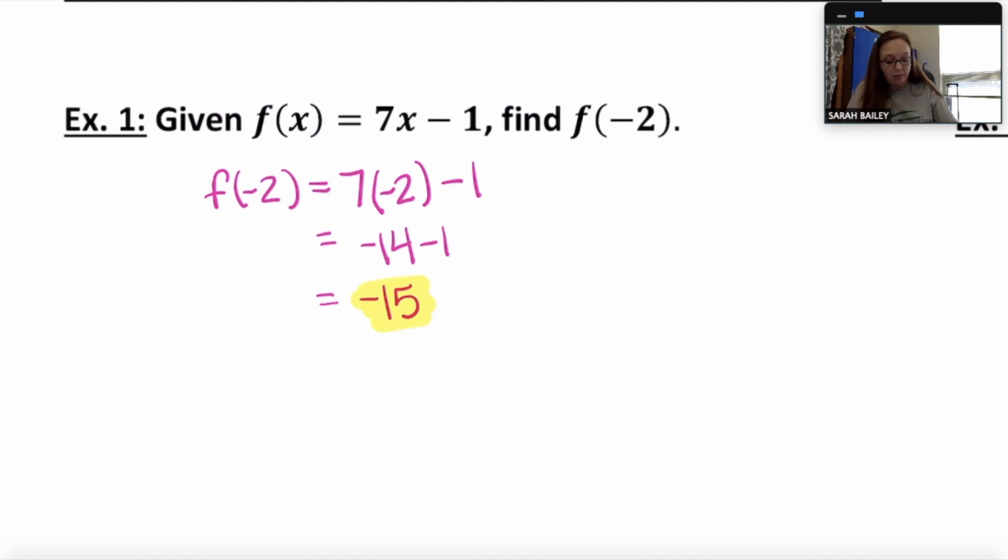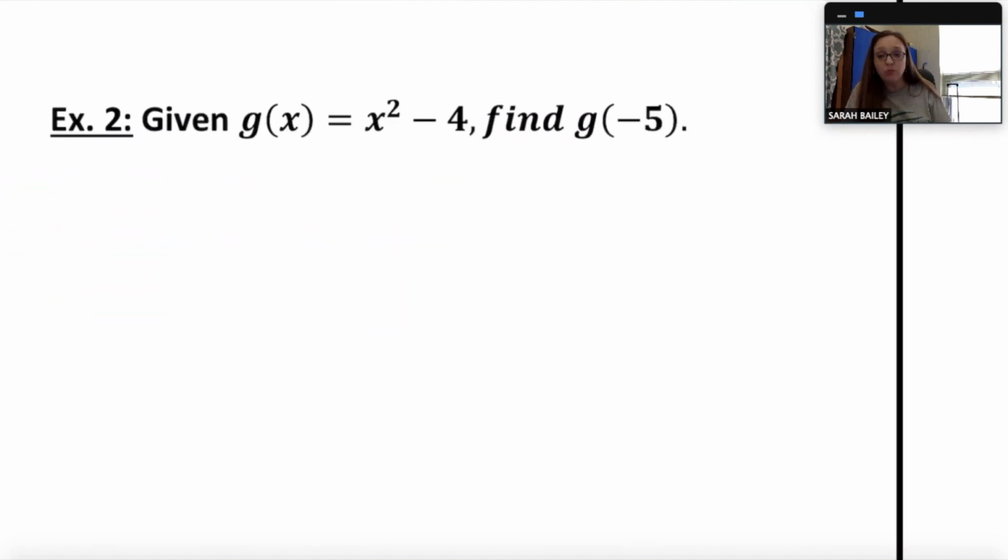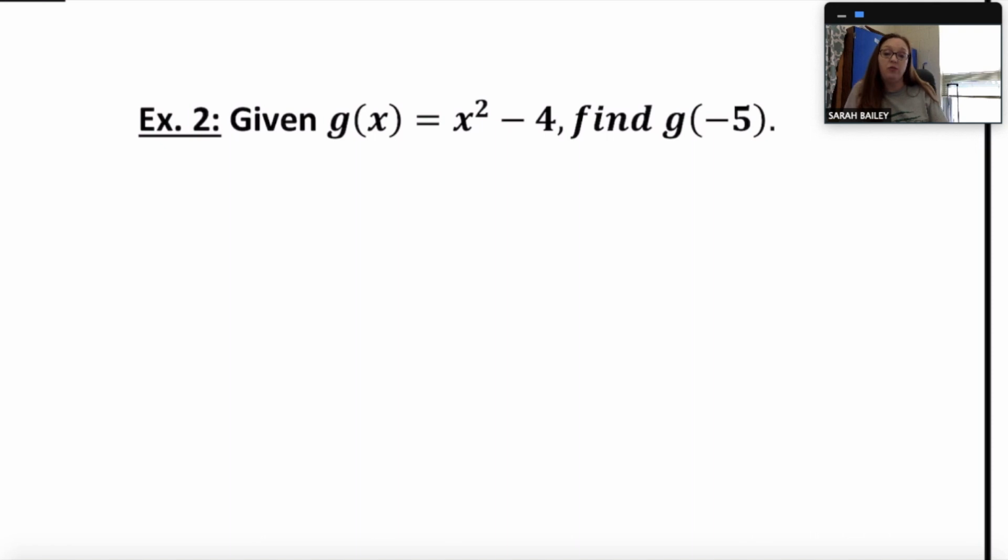Let's try another example. In example 2, it says given that g of x is equal to x squared minus 4, find g of negative 5. So I'm going to do g of negative 5. Now, x squared, so I'm going to do negative 5 squared. Remember that negative 5 should be in its own set of parentheses. So negative 5 in parentheses squared minus 4.